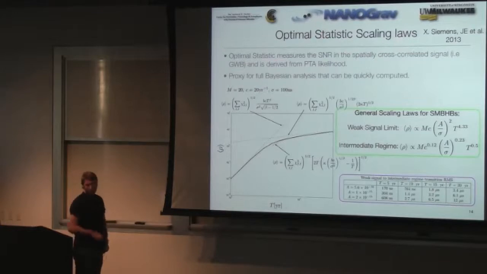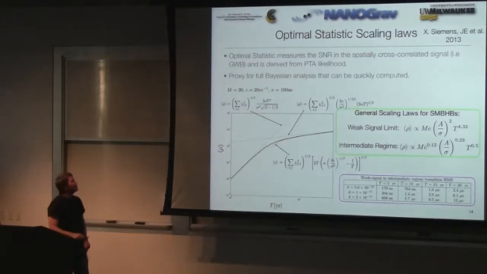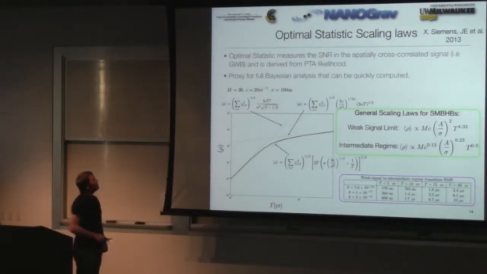So what we've done here is we've used the optimal statistic, which is sort of a proxy to this Bayesian analysis. It's basically measuring the power in the cross correlations, which is the thing that you really want to know. You can sort of ignore these equations. But what we want to see is how the signal to noise of the cross correlations scales with time. And so we've analytically solved this using the optimal statistic. And you see that there are two different regimes. Here you have one scaling with time, here you have another scaling.